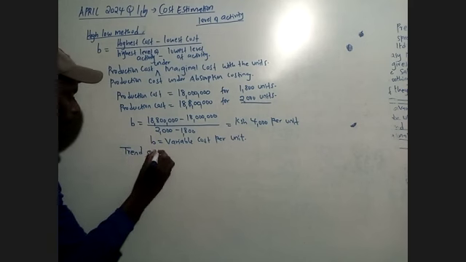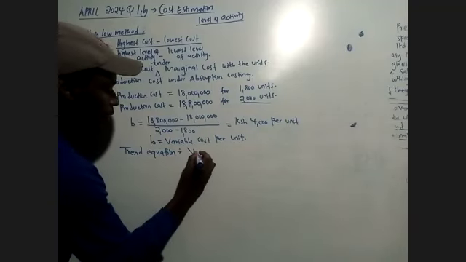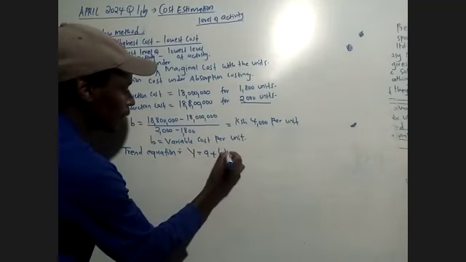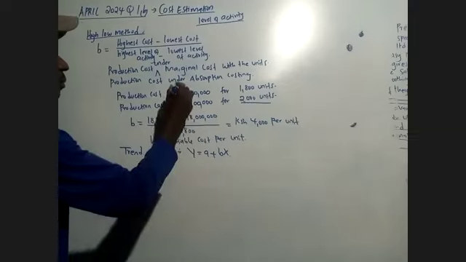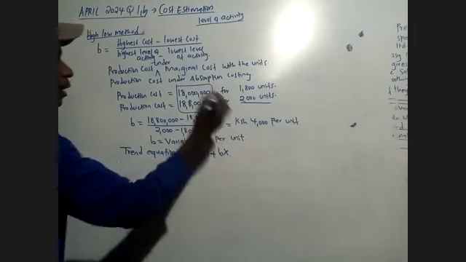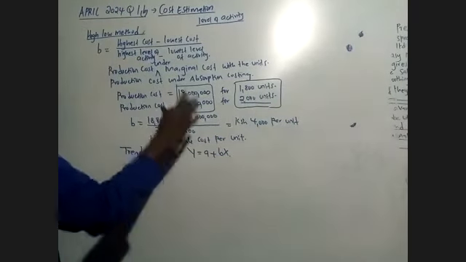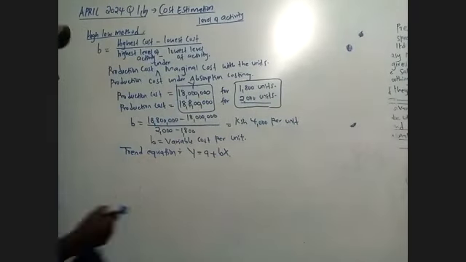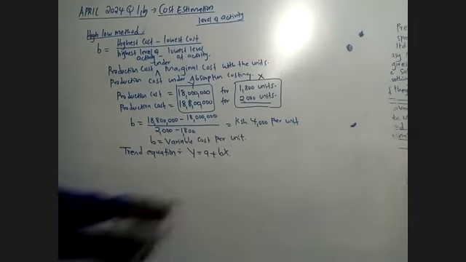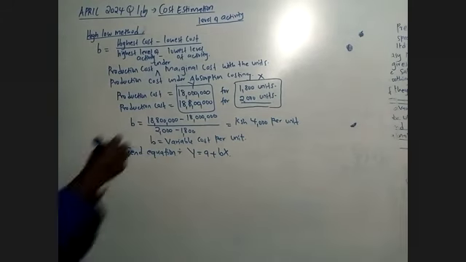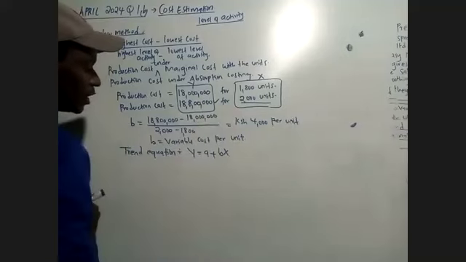Trend equation. It is given by y is equal to a plus bx. Now we are going to use this information, this one and this one. You pick one. Remember, our production cost represents y and our units represent x. That's what it means. Now we can pick one, and I will take the last one, 18,800.